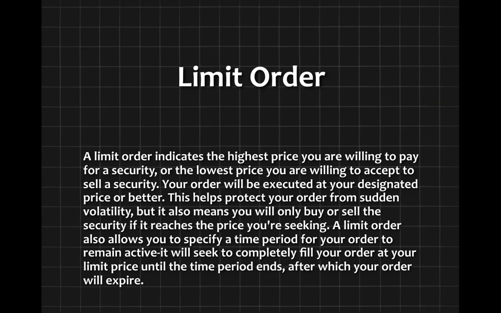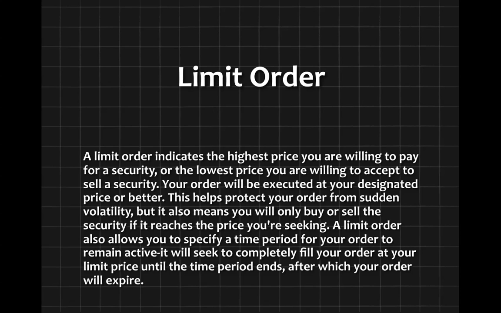So the first one, a limit order. A limit order indicates the highest price you are willing to pay for a security or the lowest price you are willing to accept to sell a security. Your order will be executed at your designated price or better. This helps protect your order from sudden volatility, but it also means you will only buy or sell the security if it reaches the price you're seeking. So you set your price at exactly what you're willing to buy or sell the stock at. It's not going to sell it at a price different than that, and it's not going to buy it at a price different than that.